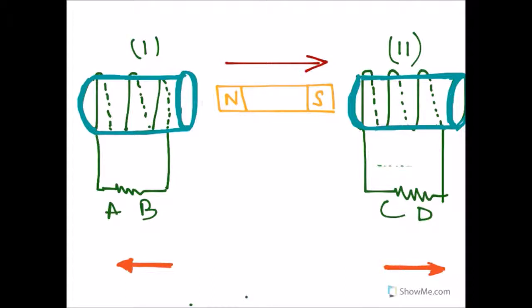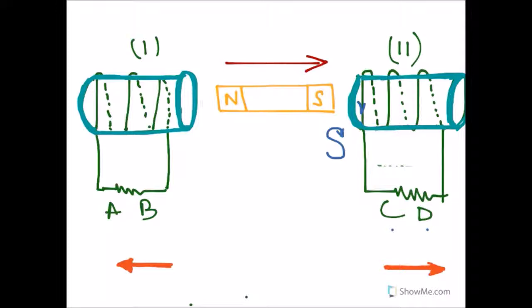Now we have a bar magnet which is moved towards coil. This is moved towards solenoid 2. Since the south pole of the magnet is moved towards this, there has to be a south polarity on the side of the bar magnet, and the current on this wire should be clockwise, and hence the current through the resistance will be moving from C to D.